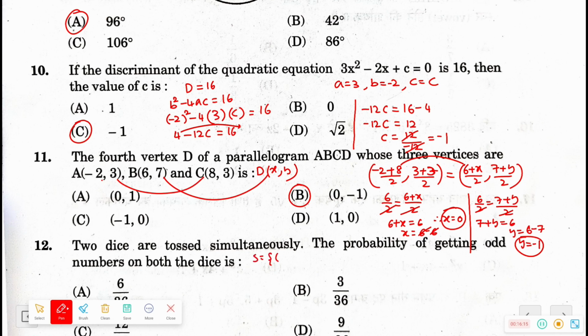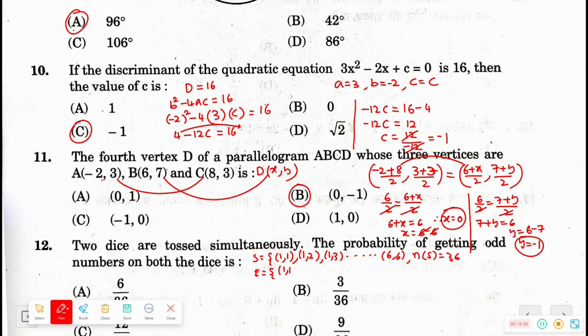Sample space: (1,1), (1,2), (1,3), and so on up to (6,6). So n(S) is 36, because a total of 36 outcomes will be there. We want favorable outcomes, which means outcomes in which both are odd numbers.